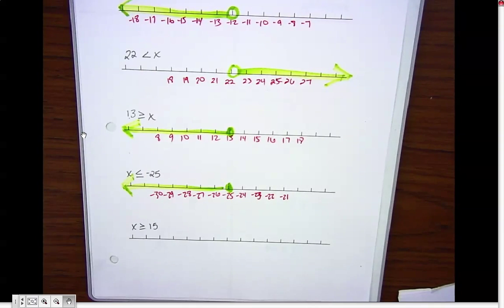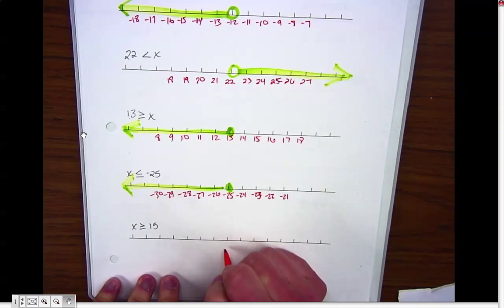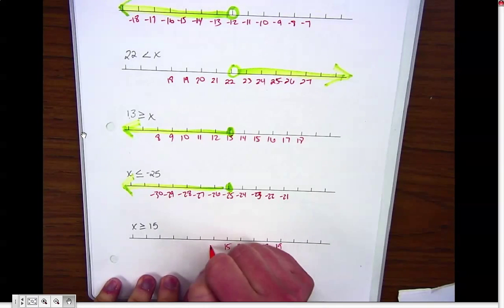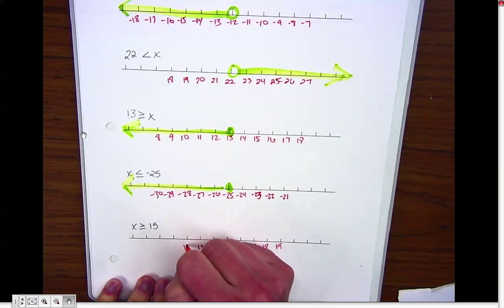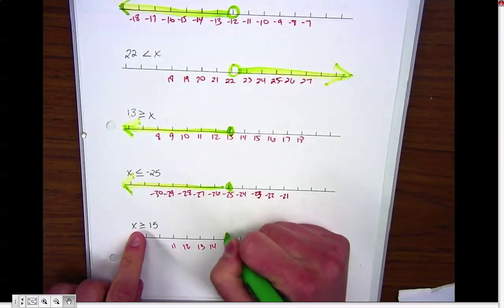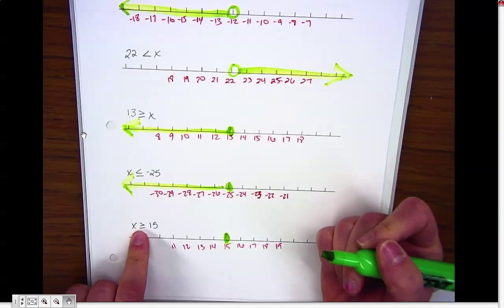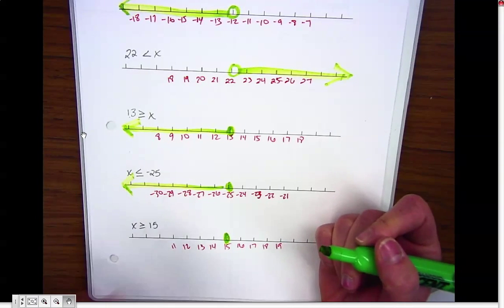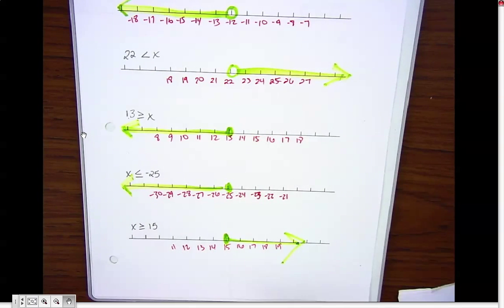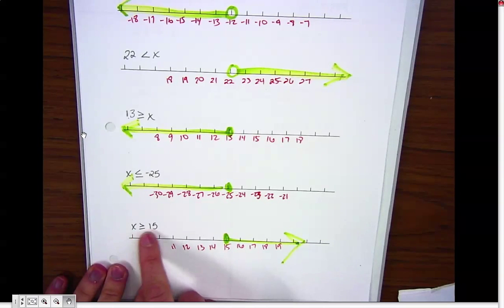All right, my final one that I'm going to look at for graphing is x is greater than or equal to 15. So I'm going to say 15, 16, 17, 18, 19, and 14, 13, 12, 11. Symbol underneath, closed circle. x is greater than or equal to 15, so I'm going to look at everything bigger and put my arrow. I'm going to pick a benchmark number. I think I'll pick 30. Is 30 greater than or equal to 15?